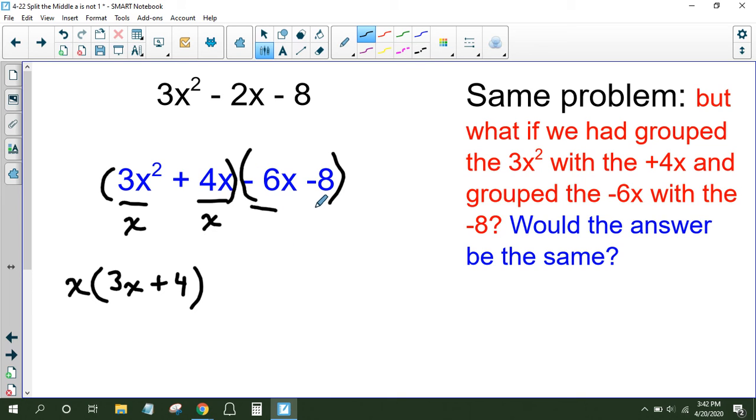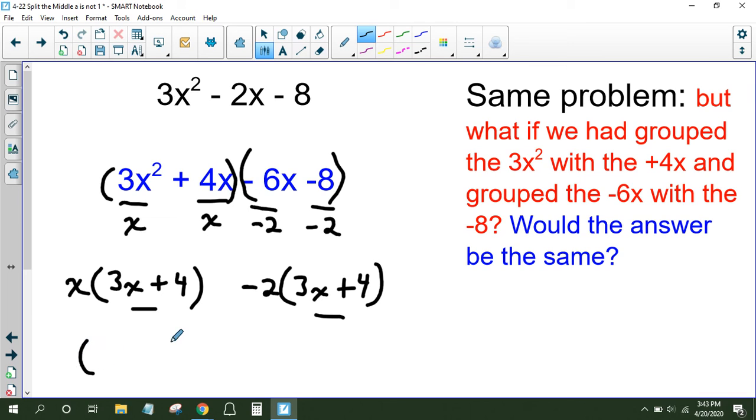Okay, on this side, what could we divide both a negative 6x and a negative 8 by? Well, we could divide both of those by a negative 2. Okay, so we're going to pull out a negative 2 here as the GCF and then divide. Okay, so a negative 6x divided by a negative 2 is going to give us a positive 3x. And a negative 8 divided by a negative 2 is going to give us a positive 4. Okay. All right, and we're in good shape again. Both sets of parentheses have the same thing in them.